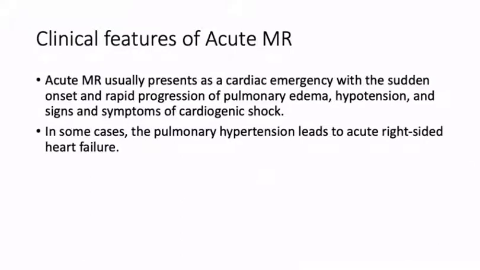Coming to the clinical features of acute MR, it mainly depends on the LA compliance. As the LA compliance is low, there is an increase in LA pressures leading to pulmonary venous congestion and pulmonary edema, with a decreased forward stroke volume. So the patient will have decreased tissue perfusion, and the patient is highly unstable. The presentation is sudden onset. The patient is in pulmonary edema with hypotension and the signs and symptoms of cardiogenic shock.